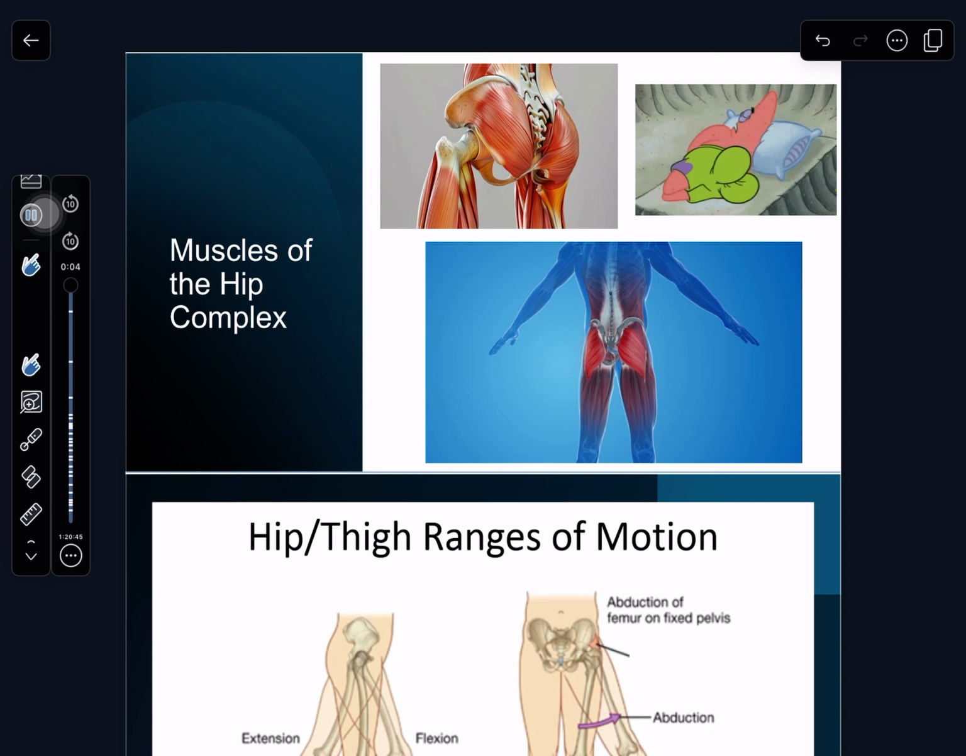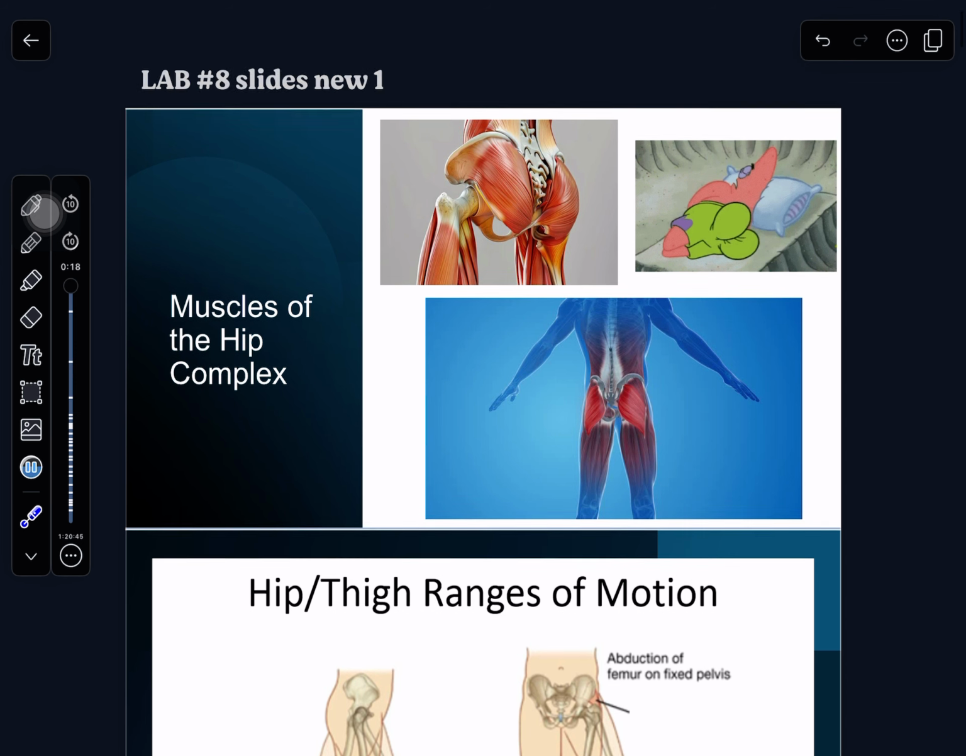Hello everyone, this is Professor Yusuf, and today we are going to expand upon the discussion that we had in lab about the muscles of the lower extremity and the abdominopelvic region. So let's just jump right into it.